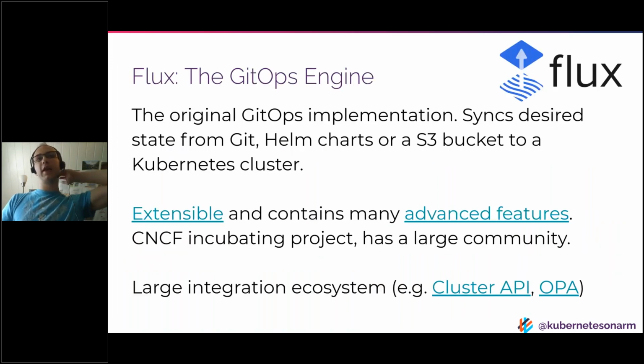Flux is the GitOps engine for Kubernetes, and it's the original GitOps implementation created at Weaveworks. It syncs the desired state from Git, Helm charts, or an S3 bucket to a Kubernetes cluster. So you put your Kubernetes manifest in any of these locations, and then hook up Flux, which is actually running in the Kubernetes cluster, and then your Kubernetes cluster will always have the same state as what you have in Git. It's extensible and contains many advanced features.